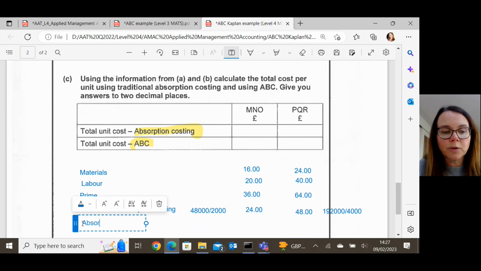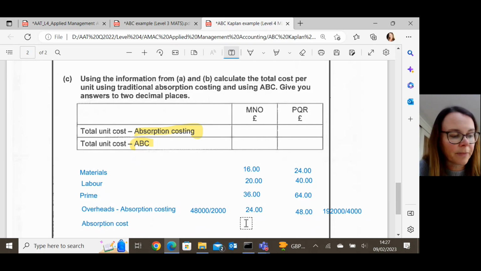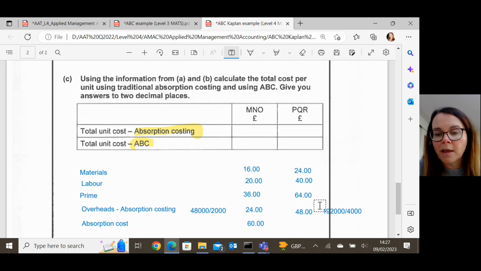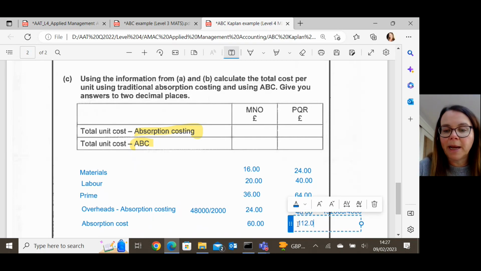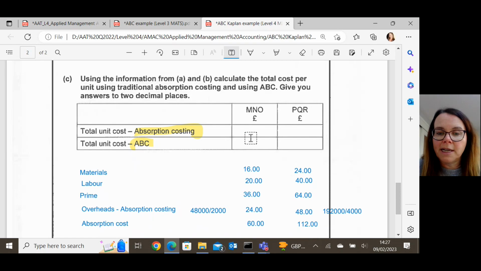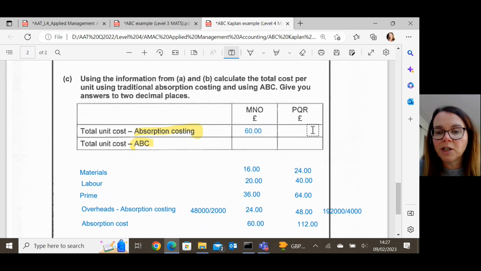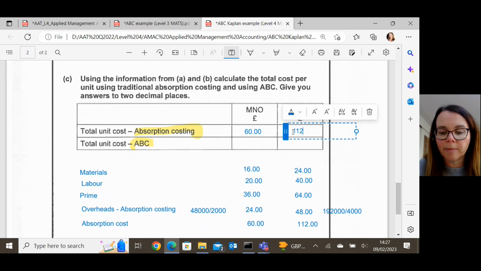So my absorption cost, 36 plus 24 gives me 60. 64 plus 48 gives me £112. Right, so that is my answer using traditional absorption costing.